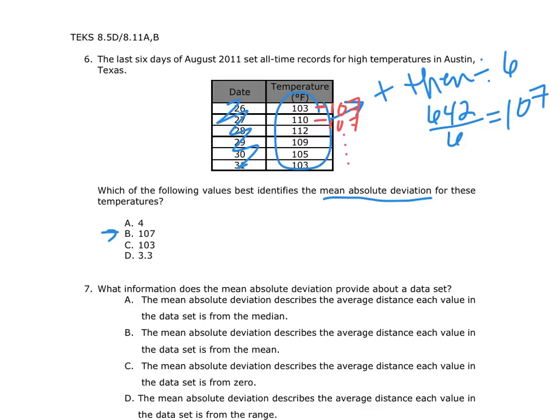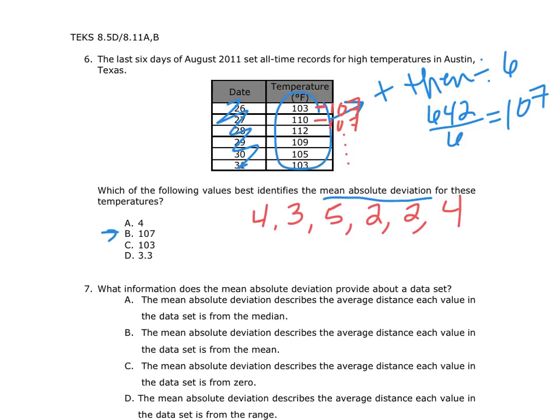The difference between 103 and 107 is a difference of 4 degrees. The difference between 110 and 107 is 3 degrees. 112 and 107, that's 5 degrees. 109 and 107 is 2 degrees. 105 and 107 is also 2 degrees. And again, the difference between 103 and 107 is 4 degrees. So that's how far each of those points is from the mean.